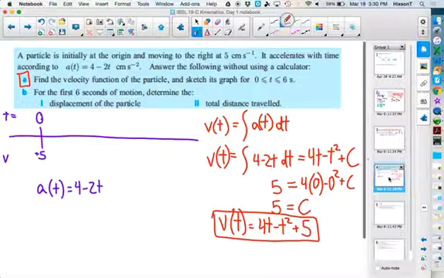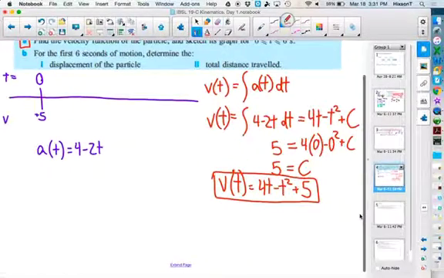Does that make sense? Now, we want to sketch this. You guys can sketch a parabola, I think. Just looking at our velocity, one of the things that we're going to have to find is where does the velocity equal 0? So where does the velocity equal 0? We have negative t squared plus 4t plus 5.